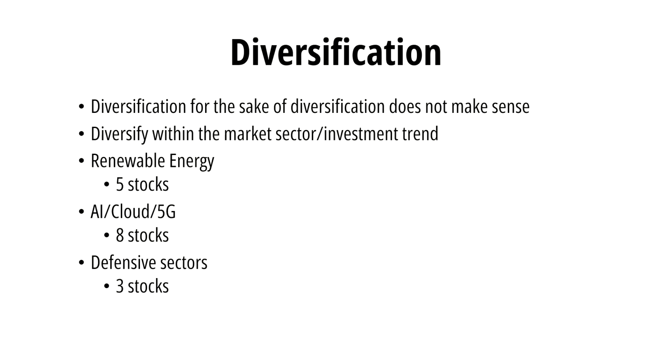I've got 3 stocks in defensive sectors. One of them is Berkshire. The second one is the consumer discretionary and consumer staples stock. And the third one is the diversified healthcare stock, which I actually bought recently in the September downturn.